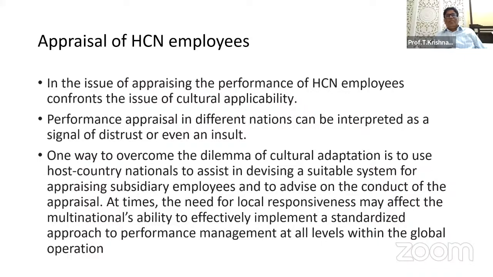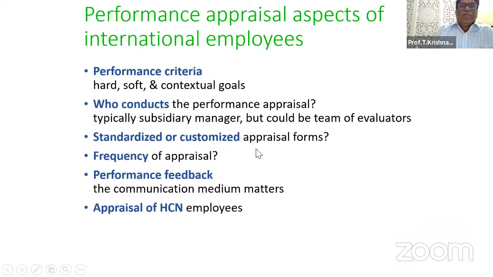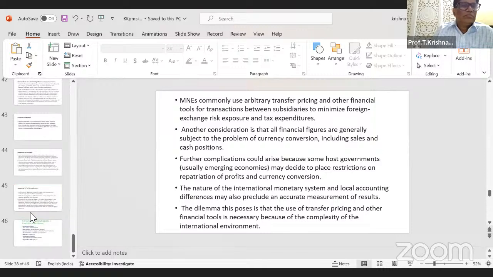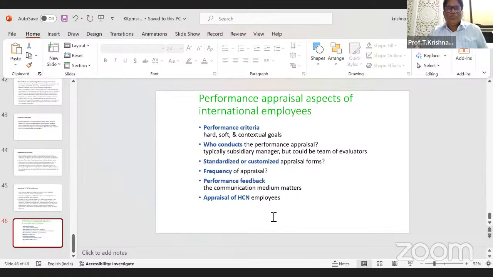At times, the need for local responsiveness may affect the multinational's ability to effectively implement a standardized approach to performance management at all levels within the global operation. Now, so far what we have discussed is how to appraise these international employees. We were discussing performance criteria, who conducts the appraisal, standardized or customized appraisal forms, frequency of appraisals, performance feedback, and appraisal of HCN employees. So these are the issues related to performance management in the context of international human resource management.